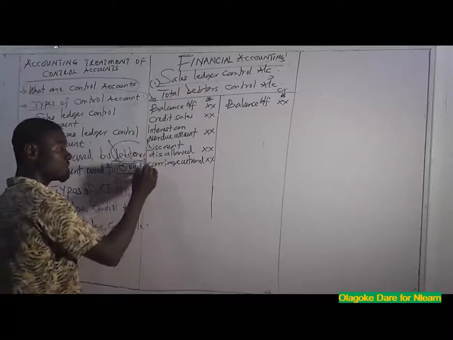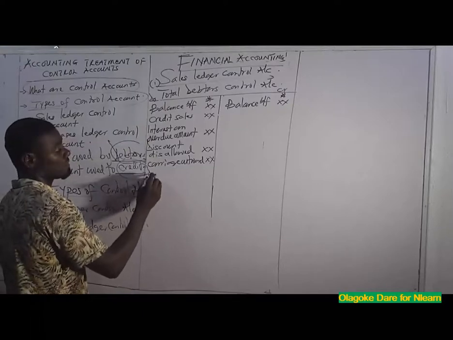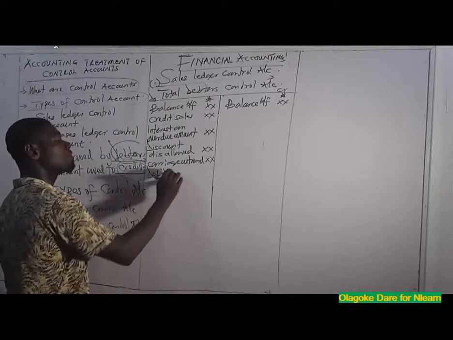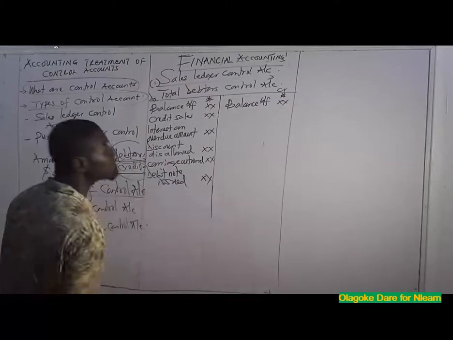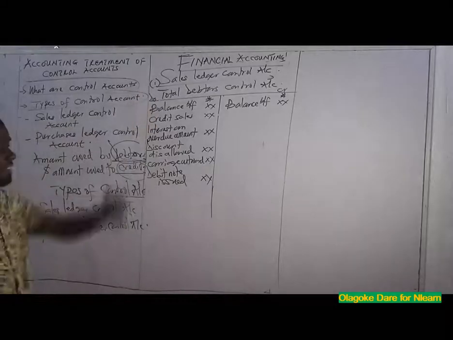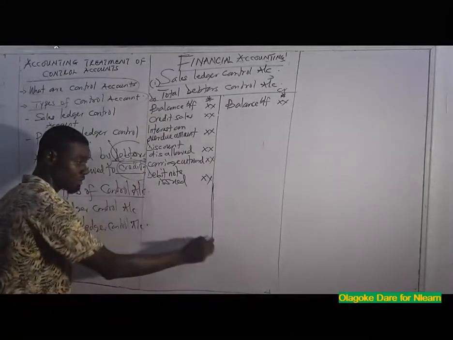Another thing that will reduce the debt is what? A debit note issued. It will increase the debts of customers.